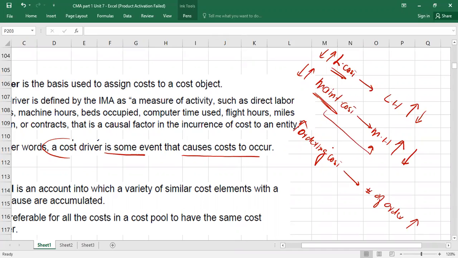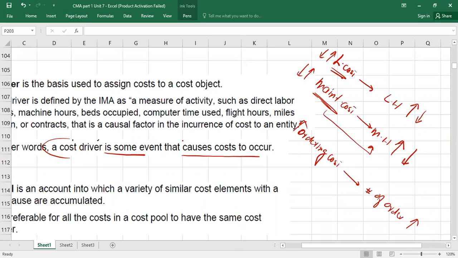Why are we studying it? Because later on in some topics we will study this: if you want to reduce the cost of any activity, just reduce the cost driver. For example, you don't want the petrol cost to be incurred. Okay, reduce the kilometers. Right or wrong? If you want to save, don't drive your car.